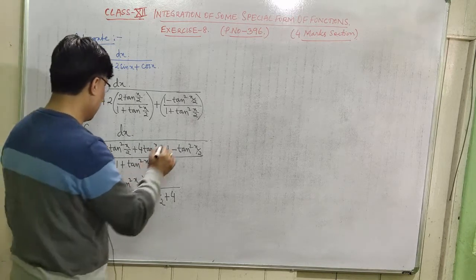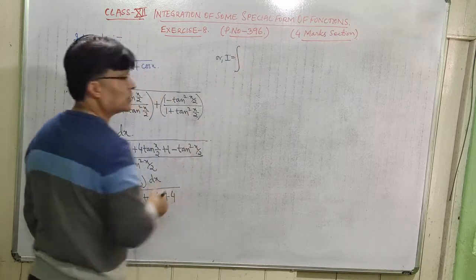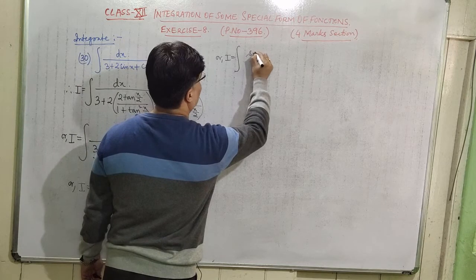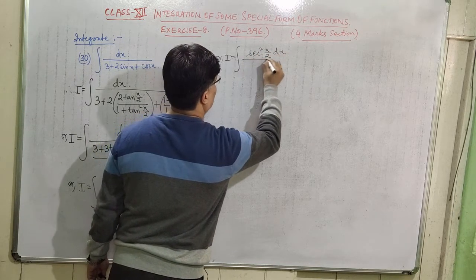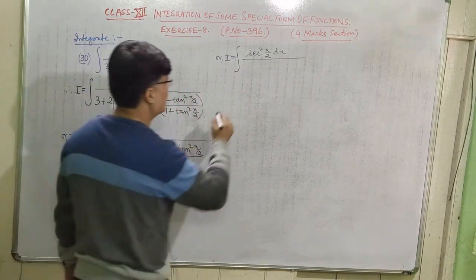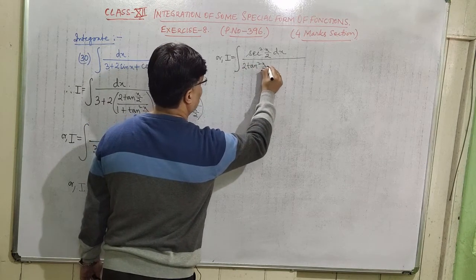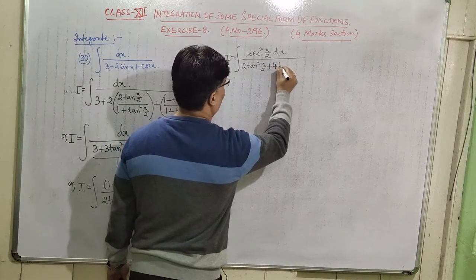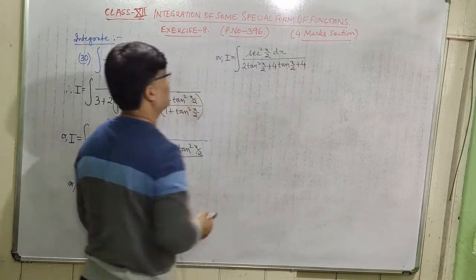Okay, so next, I is equal to integration of, what is the formula for 1 plus tan square x by 2? It is sec square x by 2 dx divided by, denominator is kept as it is, 2 tan square x by 2 plus 4 tan x by 2 plus 4.